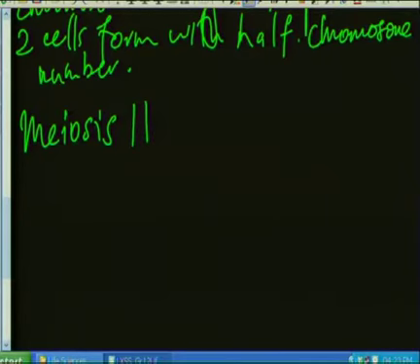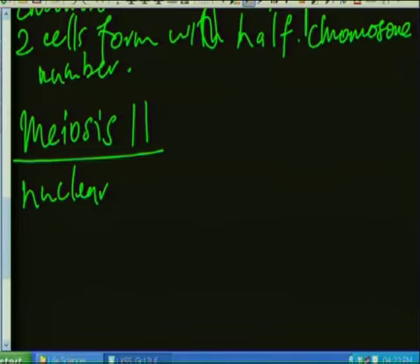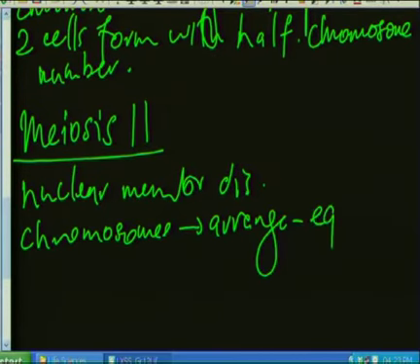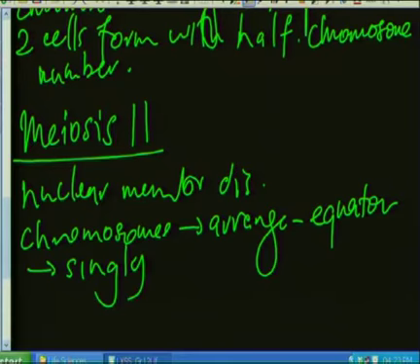In meiosis 2, now we're going to move on. What happens in meiosis 2? We don't really have a prophase 2 as such, but the nuclear membrane will disappear again. Now what will happen? The chromosomes then arrange where? At the equator. But now they arrange singly. They're no more in pairs.